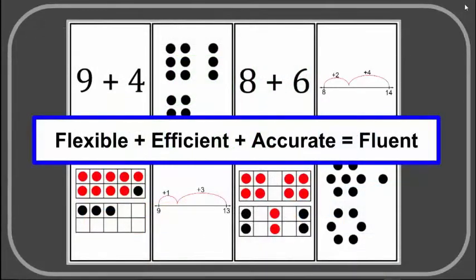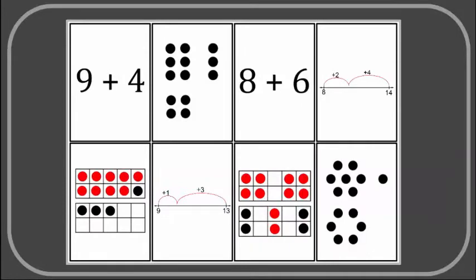Flexibility plus efficiency plus accuracy develops fluency. As shown by these models, flexible thinkers can solve problems in a variety of ways. For example, when solving 9 plus 4, the 9 can be decomposed into 6 and 3. 6 and 4 make 10. 10 plus 3 equals 13.